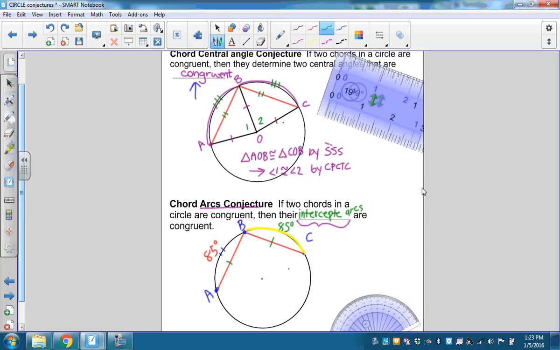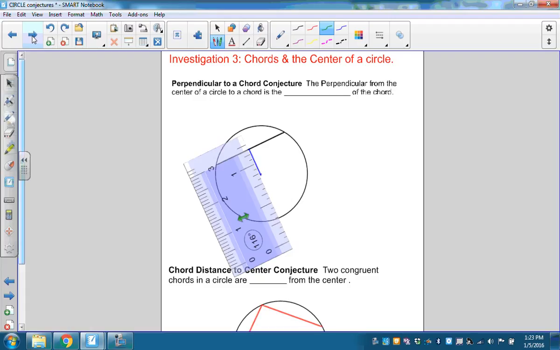All right. Next investigation. In this investigation, we're looking at the perpendicular, so the blue line, to a chord, and what that relationship is.